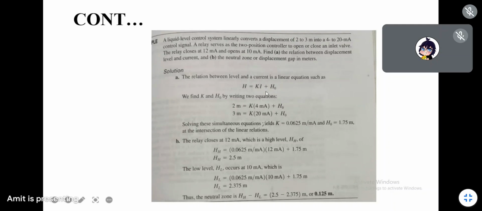So basically y equal to mx plus c. This k represents your m, I is your x, and h naught is equal to c. You can relate it like that. So it is a linear equation.